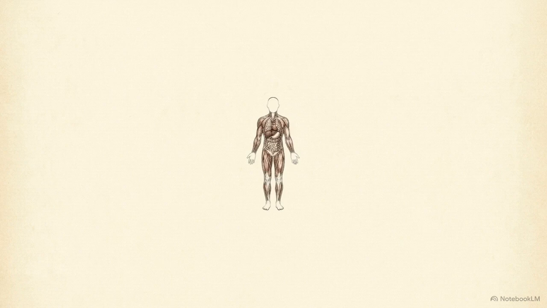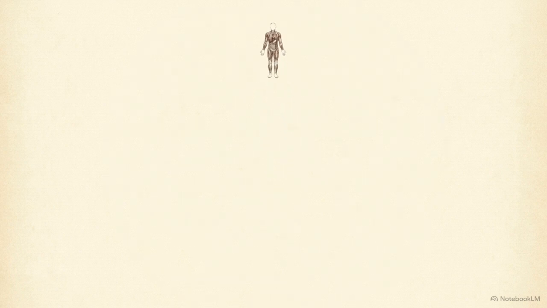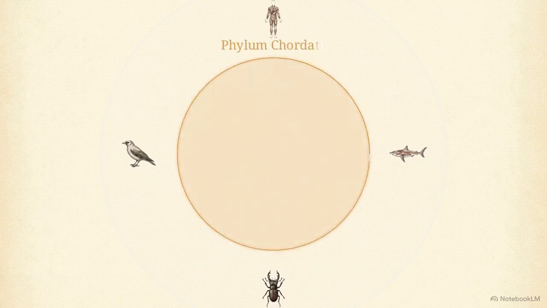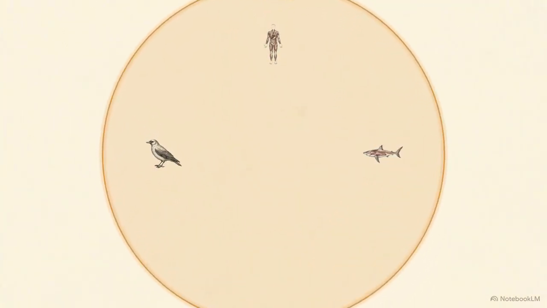To organize these names, we drop every organism into a hierarchy, a series of nested categories. To see how this sorts the world, let's trace the lineage of humans. We start at the widest level, Kingdom Animalia. We share this tier with sharks, birds, and insects because we are all multicellular and must consume other organisms for energy. At Phylum Chordata, the requirements tighten.